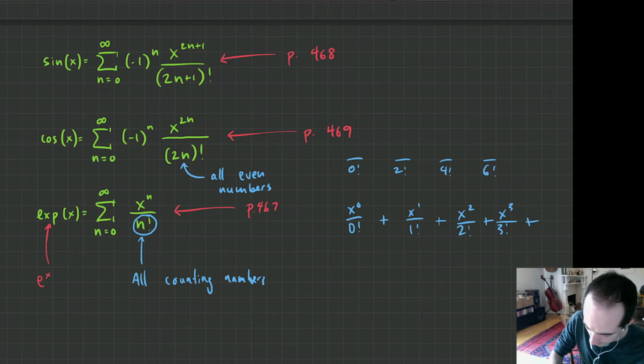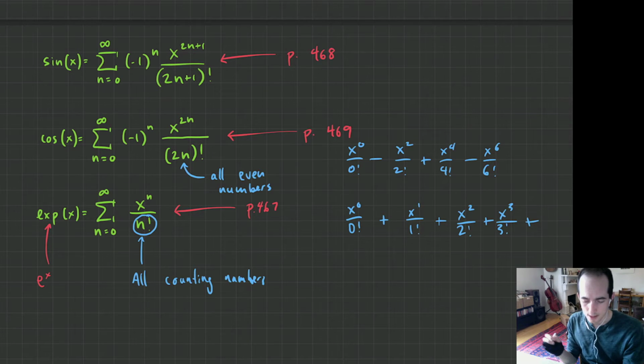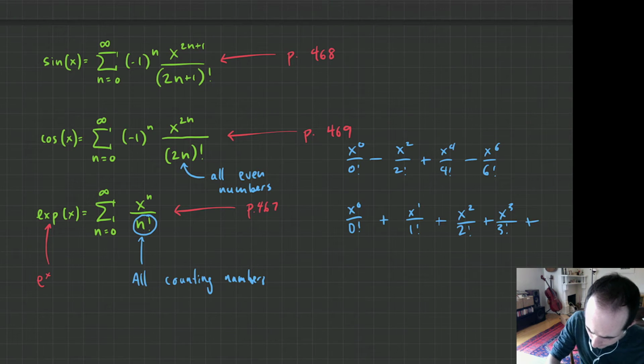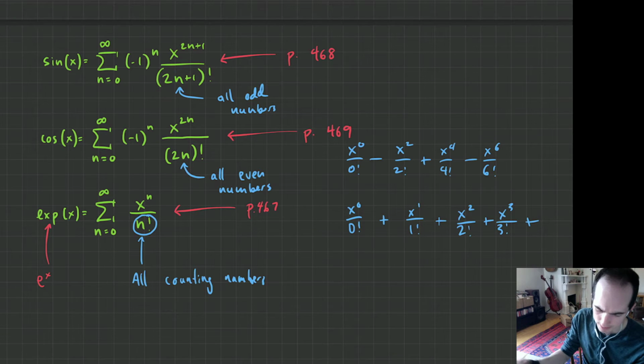And then similarly, we'll have x to the 0, x to the 2, x to the 4, x to the 6. And then if we want, we can start worrying about pluses and minuses, right? It's going to look something like that. Whereas sine of x, we get all the odds. So this is all odd numbers, and we get some alternating pluses and minuses. But this is going to be all the odds.